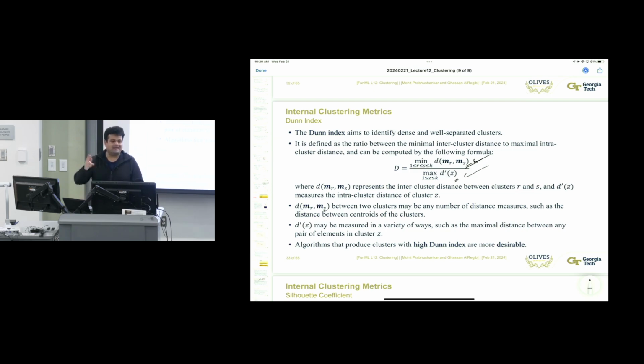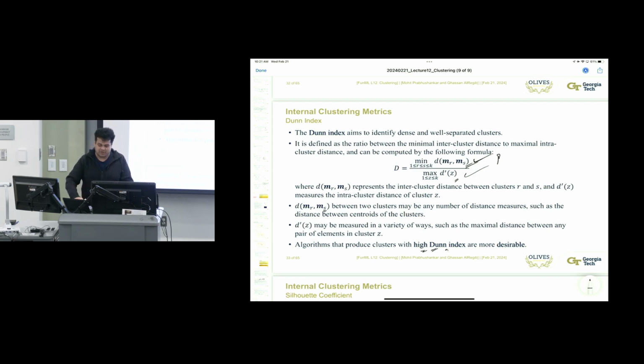So because you have interchanged your numerator and denominator, instead of having a low index as you had before, now you want a high Dunn index. You want to make sure the intercluster distance again is maximum, so you want your numerator to be very high, which is why a high Dunn index is more desirable. So d of z, which is the denominator here, may be measured in a different way, such as the maximal distance between any pair of points. Again, this is completely dependent on how you're trying to find these distances.